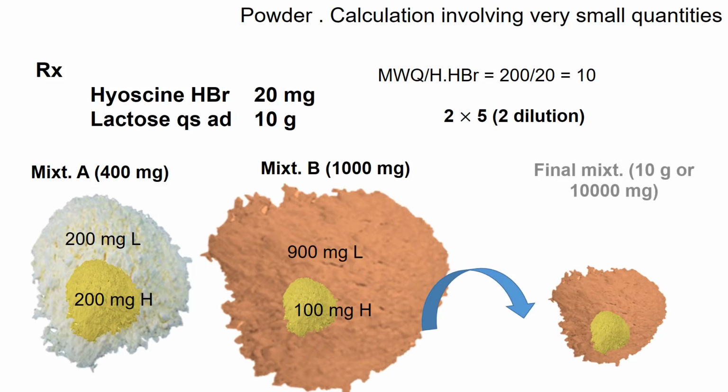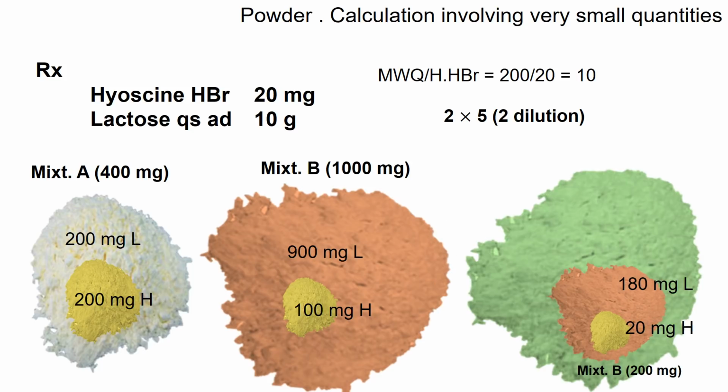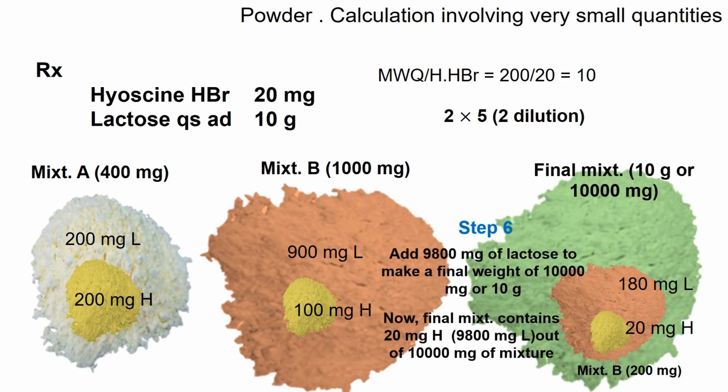Next, we take 200 milligram of mixture B, where it contains 20 milligram of hyoscine hydrobromide to form our final mixture. So to get the final mixture, we will have to add 9,800 milligram of lactose to get a final weight of 10 grams. And in this 10 gram, it contains 20 milligram of hyoscine hydrobromide, which is needed in the prescription.